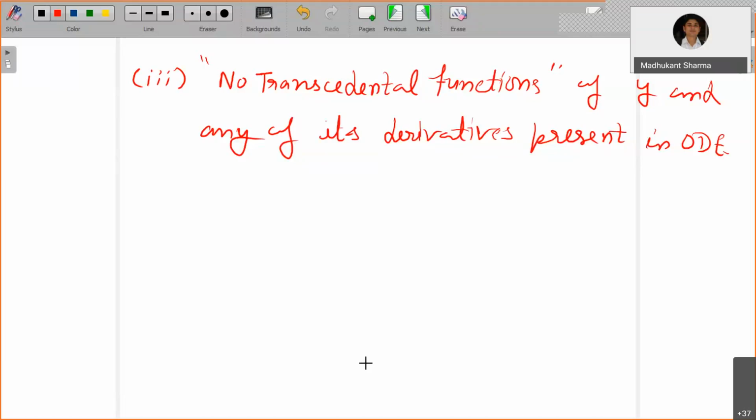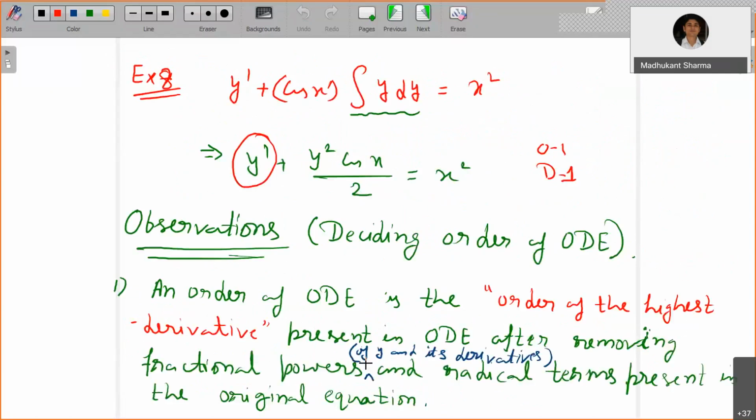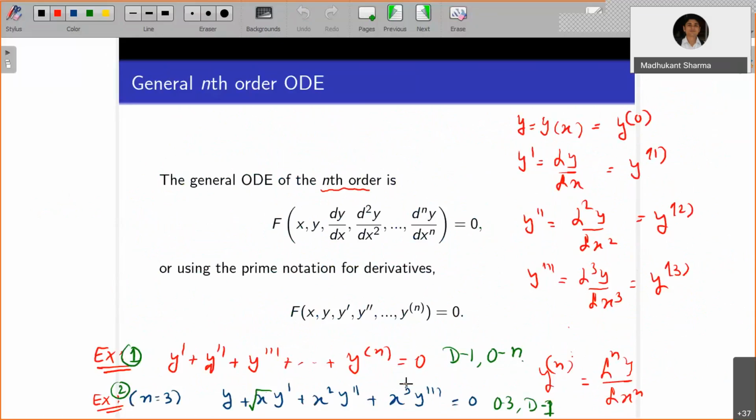Now let's go back and check our differential equations, which we have mentioned, whether they are linear or not, based on these three conditions. Let me go with the first example. Here y dash, y double dash, y third derivative, up to the y nth derivative are of degree 1. All terms, first term, second term, third term, fourth term, and so on, up to the nth term, are all of degree 1. So all y and its derivatives are of degree 1.